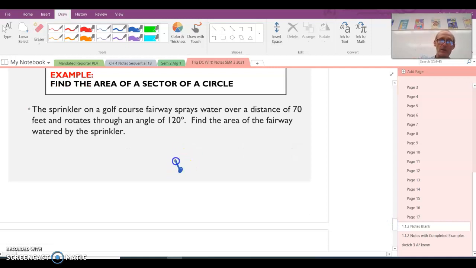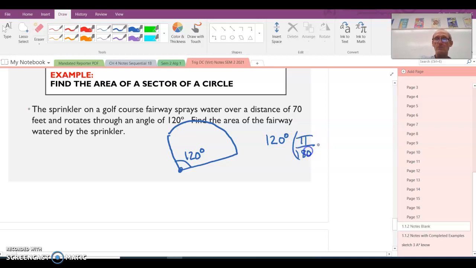And we have a sprinkler that's 120 degrees here. Now, the first thing we got to do is change that to radians. 120 degrees times pi over 180, all right, which is, this is 3 and this is 2. So 2 times 3.14, divided by 3 is 2.09. So 2.09 equals theta in radians.